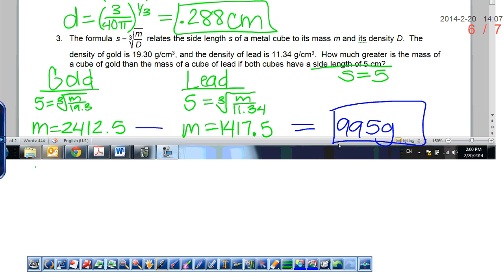Okay? Your units are incredibly important in this section, okay? Because your units convey to me that you understand what you're doing. All right, flip to the back and look at number 4.